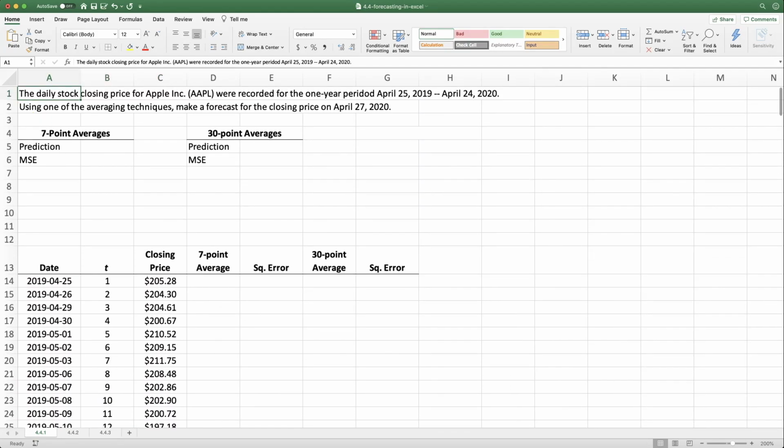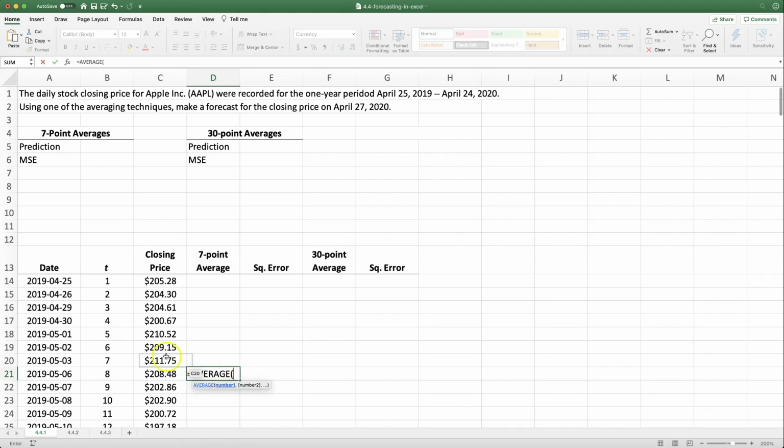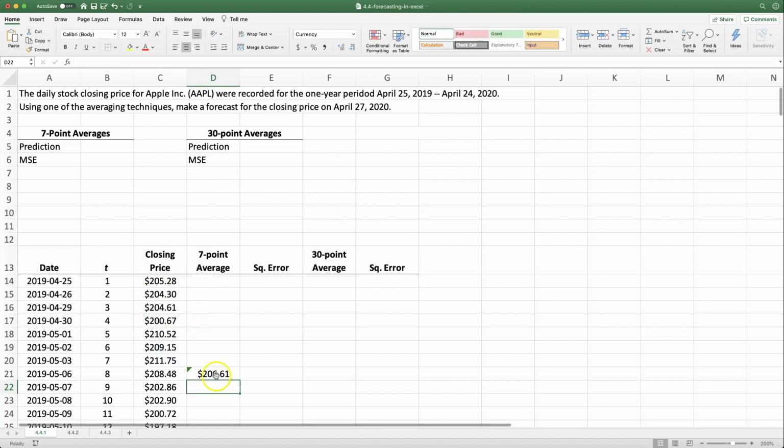Let's start with the 7-day moving averages. Select the 8th day, May 6th. Now let's make a forecast for this day using the average of the first 7 days. Our forecast for day 8 is $206.61. We don't actually need to forecast this day since obviously we have the actual closing price for this day, but we are going to use this mock forecast, so to speak, to compute the errors of this technique.